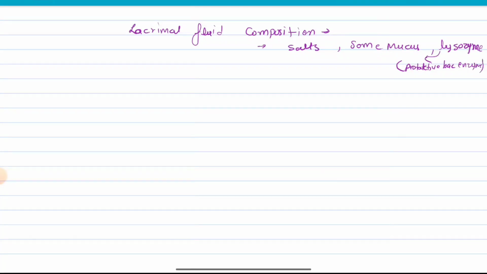And if you talk about the function of lacrimal fluid, it protects from bacteria because it contains lysozyme, which can lyse bacteria. It keeps the eyes clean, lubricates and moisturizes the eyes and eyeball. It is spread over the surface of the eyeball by blinking of the eyelid, because it is secreted on the outer lid side. When the lid comes down over the eye, it spreads all over the eyeball.